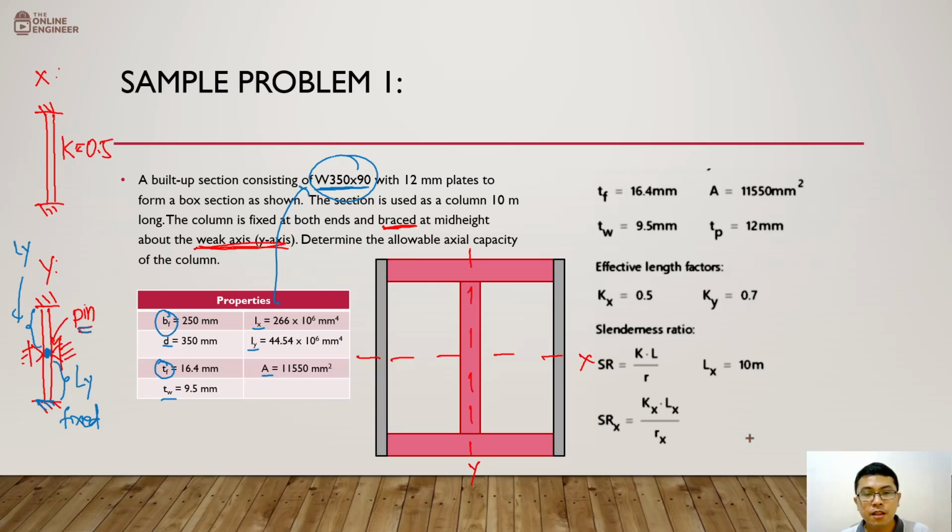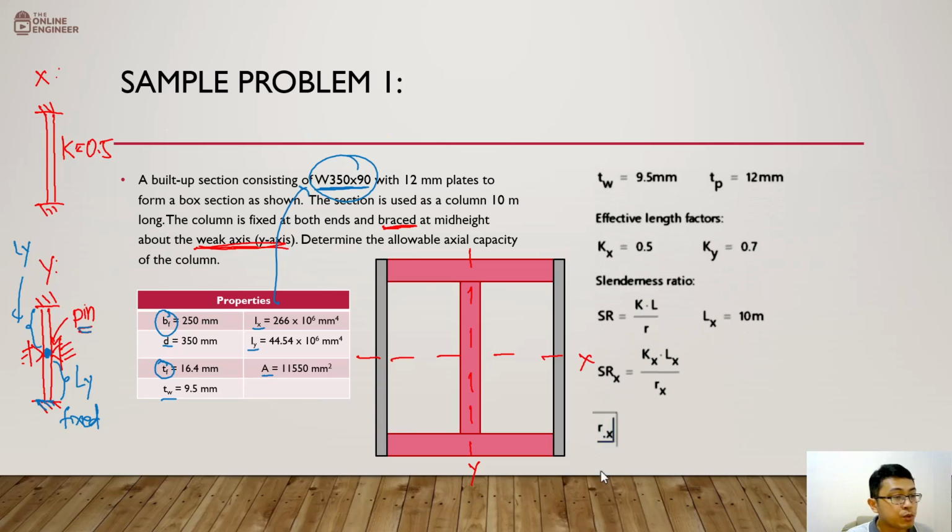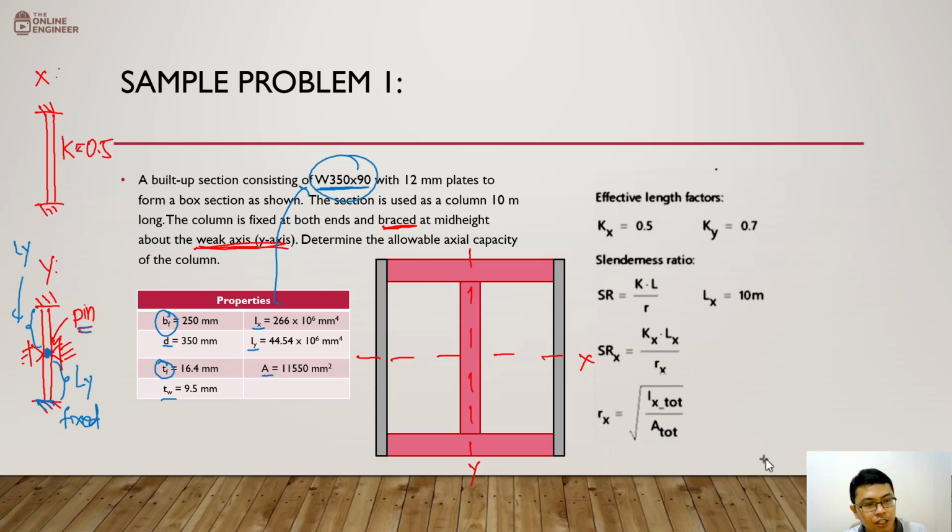Therefore, when we talk about the total Rx that we are going to use here, guys, then the formula for this would be the square root of the Ix total of the section divided by the total area of our section. So let's now consider these two.